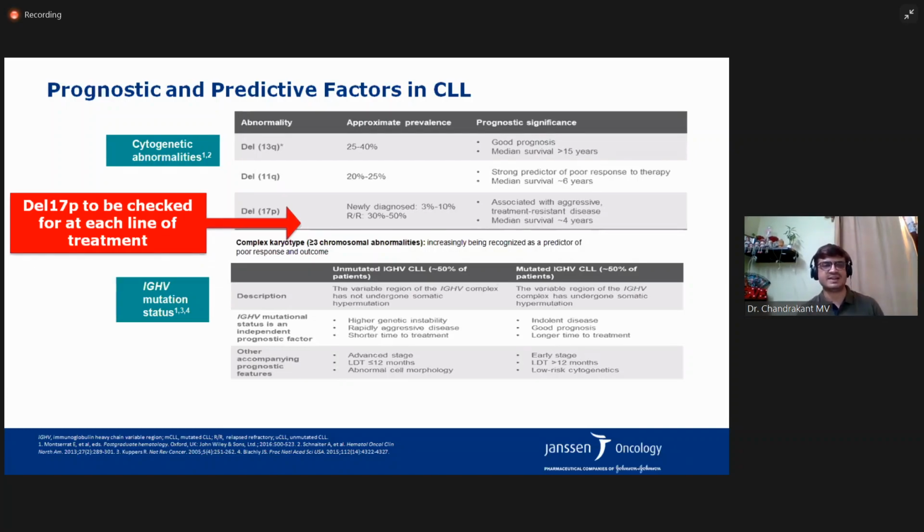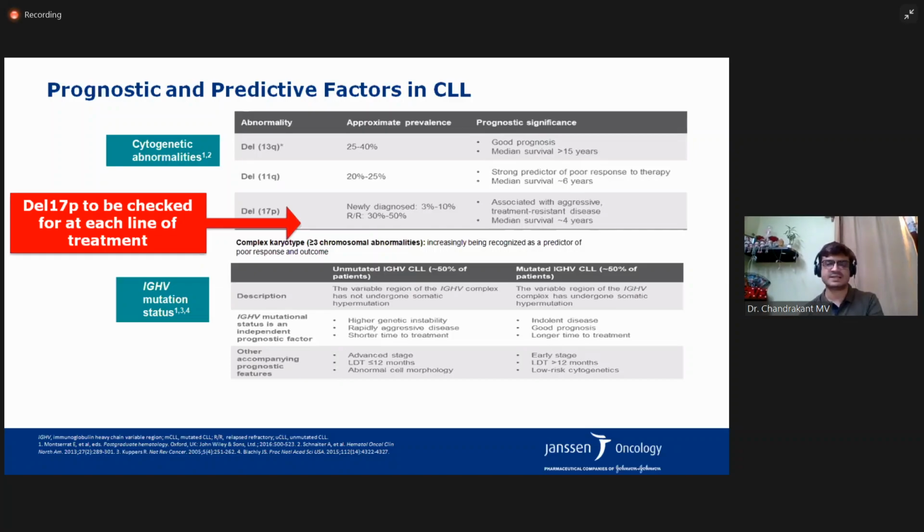Deletion 17p is seen in newly diagnosed patients in around 10%, whereas in relapsed refractory disease it can go up to 50%. That means deletion 17p can also be acquired. It may not be there at baseline, but at each progression, the chance of acquiring this ultra high risk deletion 17p increases. Therefore, there is a need to test for deletion 17p at each progression, because the whole treatment changes the moment you get this deletion 17p.